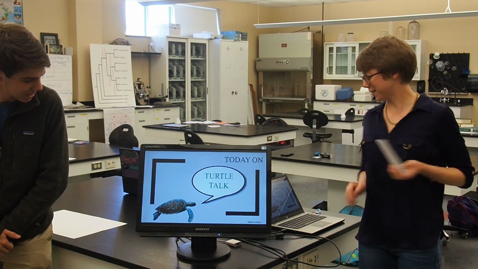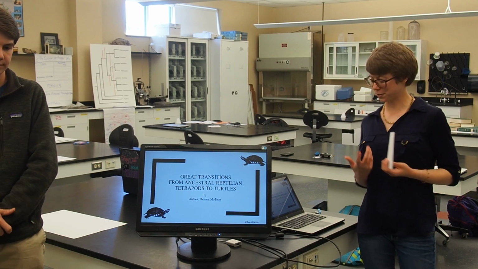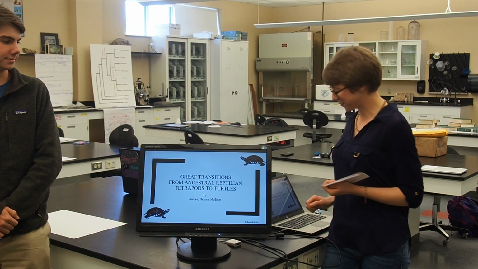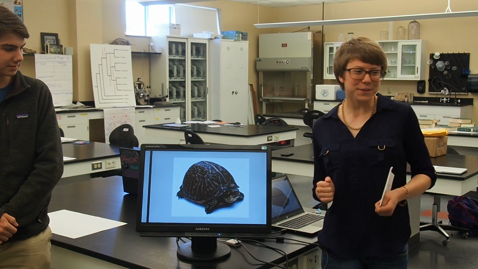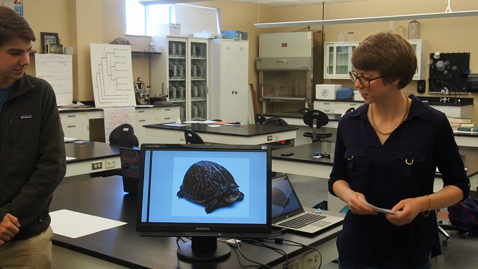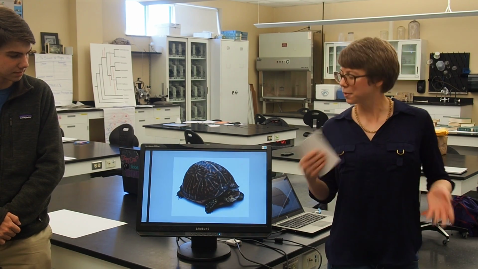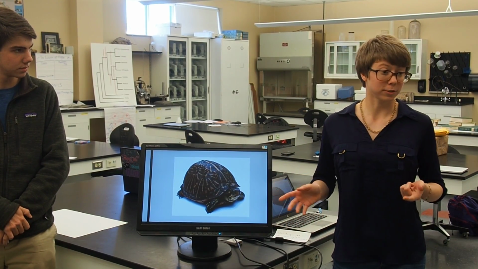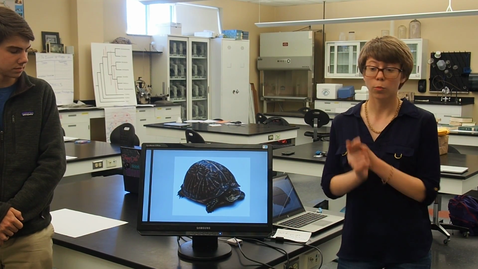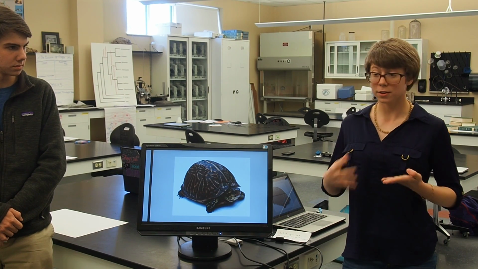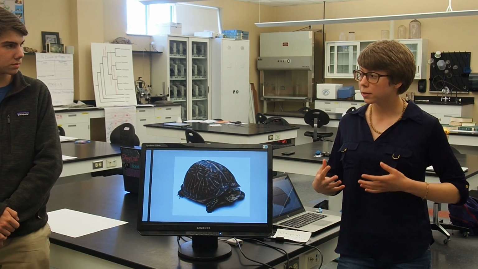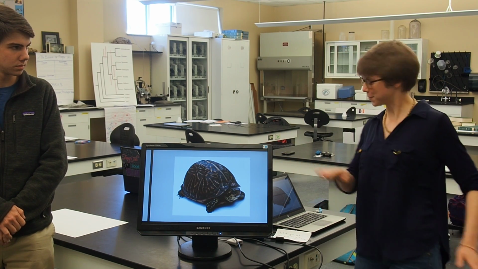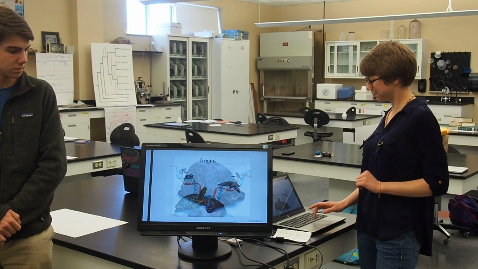Okay, so today on Turtle Talk, we're going to be talking about great transitions from ancestral reptilian tetrapods to turtles, the wonderful turtles we know today that look like this. Cute, small, oh, maybe not all of them are small, but cute. There's a little bit of diversity amongst them, but we're going to be talking about why turtles look like this, why the shell developed, what caused the shell to develop, and a lot of differences between today's turtles that are now living right now. Everybody's got the general idea of what a turtle looks like.